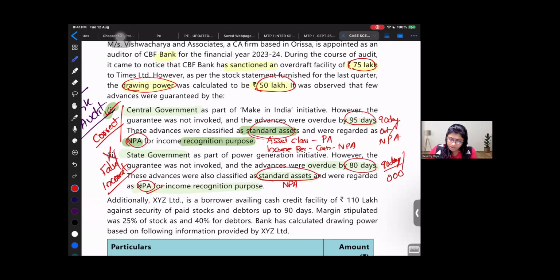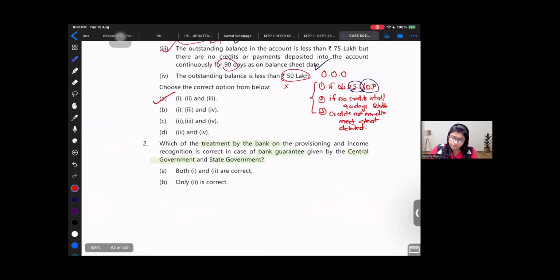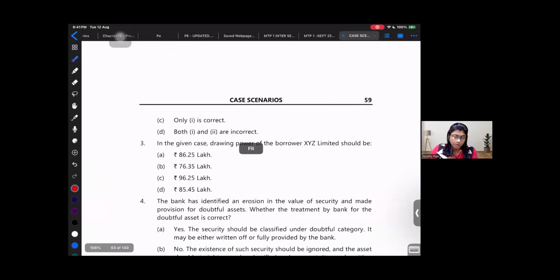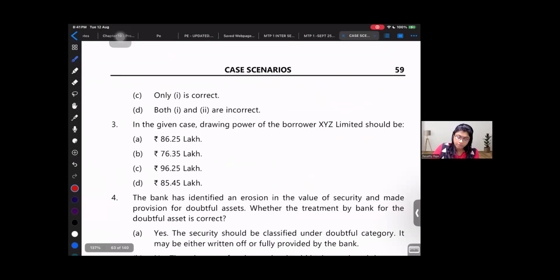So which statement is correct? Statements 1 and 2 correct? 2 correct? 1 only correct? And which is the correct option here? Answer is only 1.